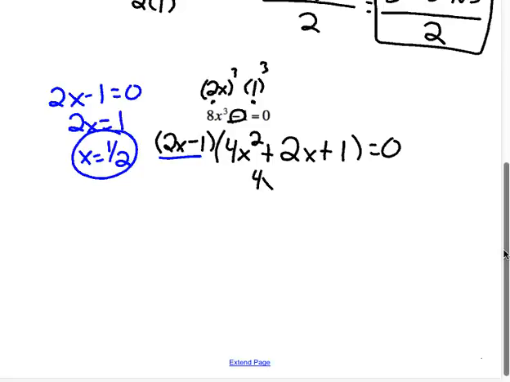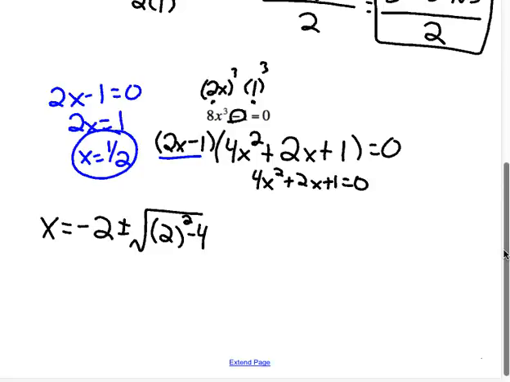Well, I hope that you remember what I said we need to do in order to solve that quadratic. You're always going to need the quadratic formula, and you're always going to get imaginary solutions from it. So to use the quadratic formula, negative b plus or minus the square root of b squared minus 4 times a times c, all over 2 times a.